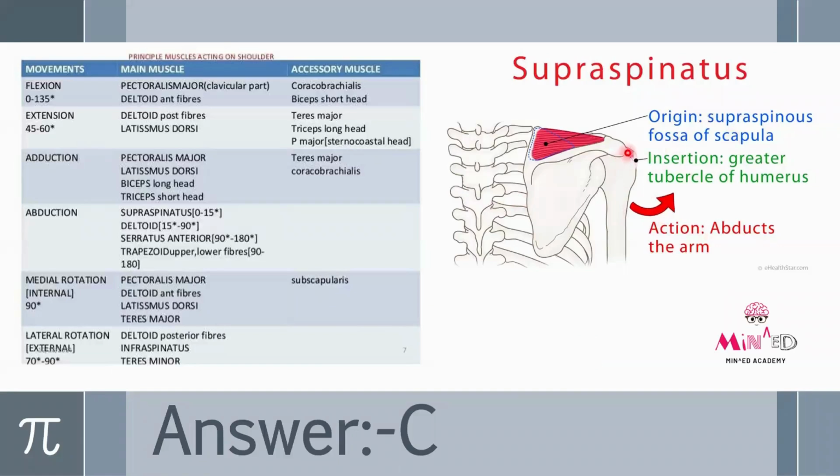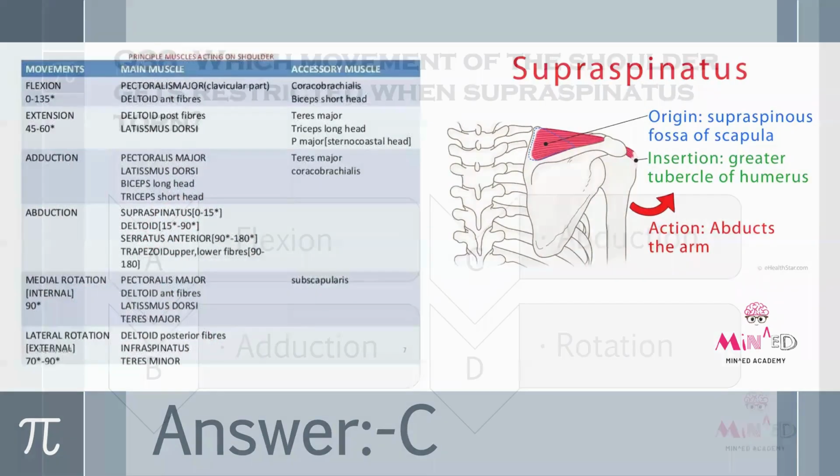As you can see in the figure, origin is supraspinous fossa of scapula, insertion is greater tubercle of humerus, and action, it abducts the arm. Here you can also see abduction is done by supraspinatus, that is 0 to 15 degrees. And if you see the others, flexion, supraspinatus is not involved. Extension, not involved. Adduction, not involved. Medial rotation, not involved. Lateral rotation, not involved. So only one movement is there, and that is abduction.